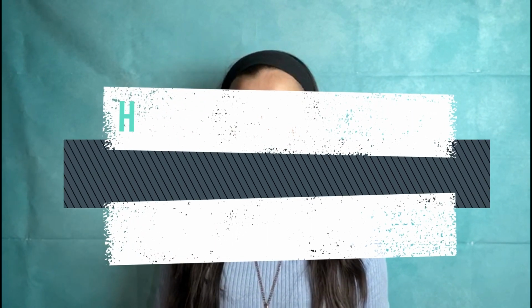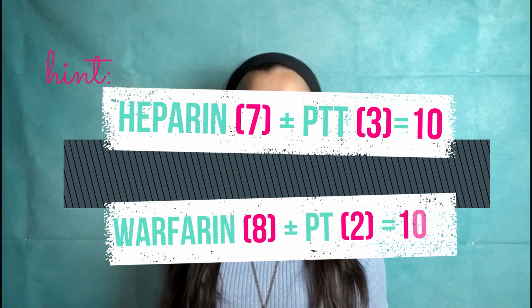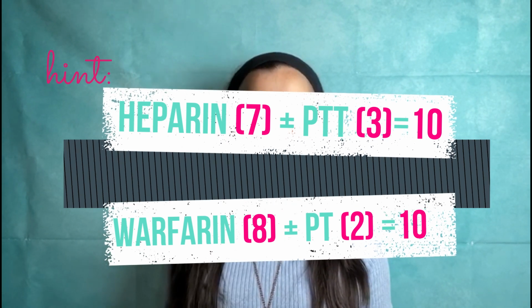One tip that helped me remember is remember the number 10. Heparin, which is 7 letters, PTT, which is 3 letters, equals 10, and warfarin, which is 8 letters, and PT, which is 2 letters, equals 10. So 7 plus 3, so heparin plus PTT is 10, and warfarin plus PT, which is 8 plus 2, is 10. I hope that helps you.